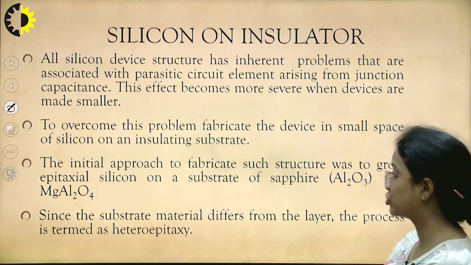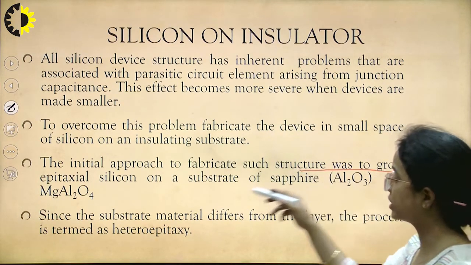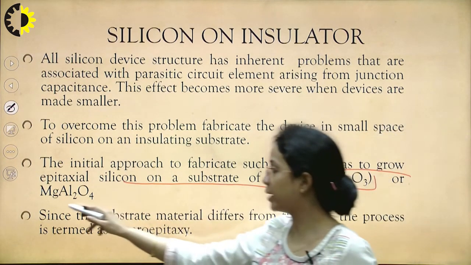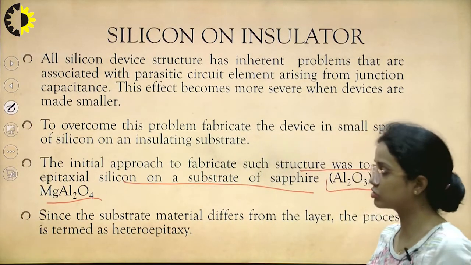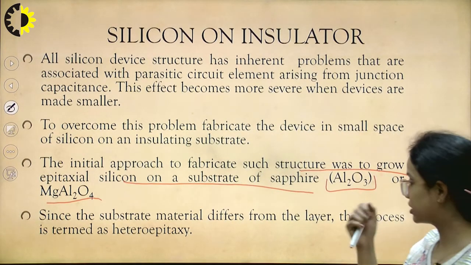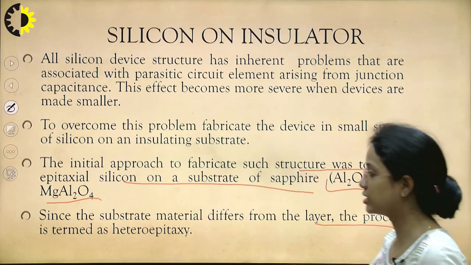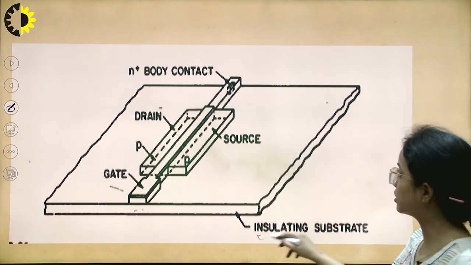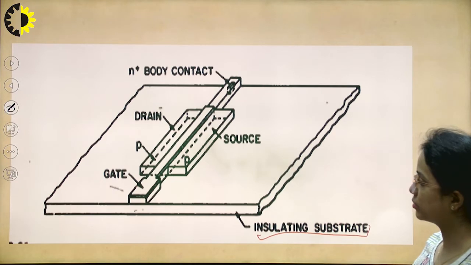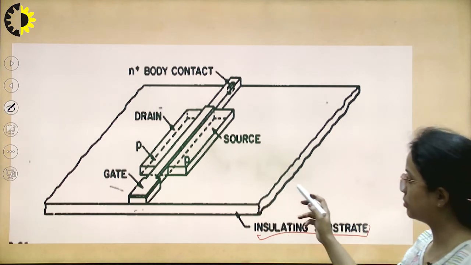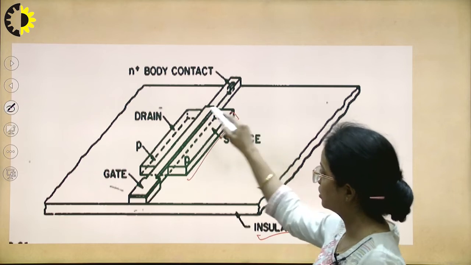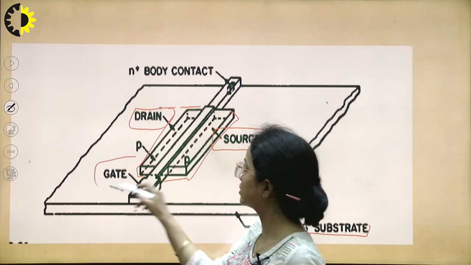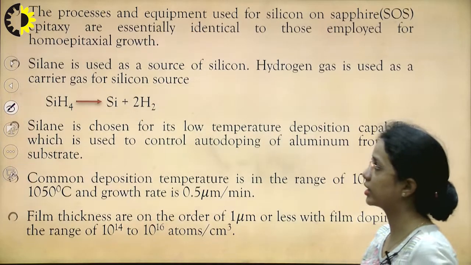The initial approach to fabricate such a structure was to grow epitaxial silicon on a substrate of sapphire. Now this is sapphire on MgAl2O4. This is also called spinel. Since the substrate material differs from the layer, the process is termed heteroepitaxy. In this layer, we can see that it is an insulating material. On that insulating material, we are making this patch here, and we are ensuring the three terminals: source, drain, and gate. And of course, these are N+ body contacts.